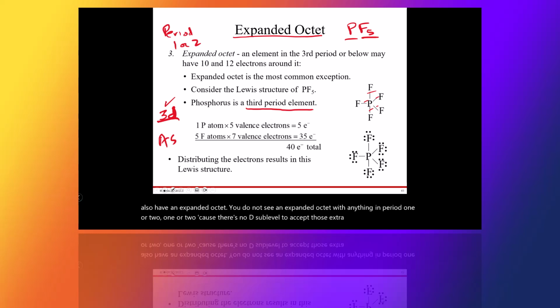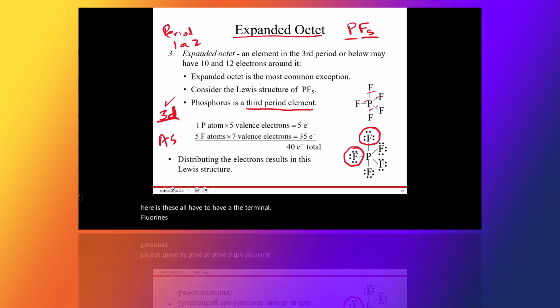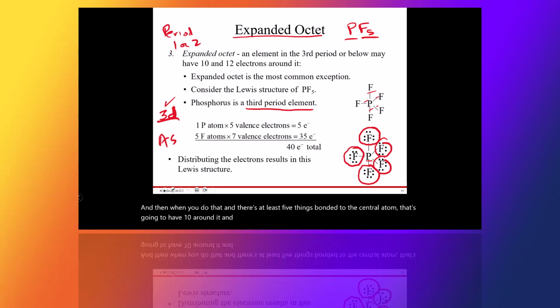Main thing here is these all have to have 8. The terminal fluorines all have to have 8, and they do. And then when you do that, and you know there's at least 5 things bonded to the central atom, that's going to have 10 around it, and it doesn't follow the octet rule.